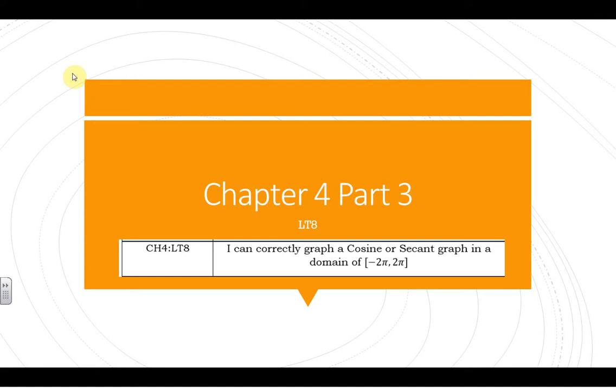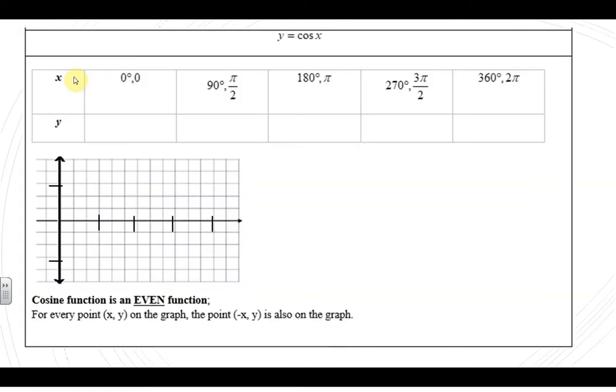Summary 1, Chapter 4, Part 3, Learning Target 8. We're graphing cosine and secant. This is Miss Oshier. And Miss LaHart. And here we go. All right.